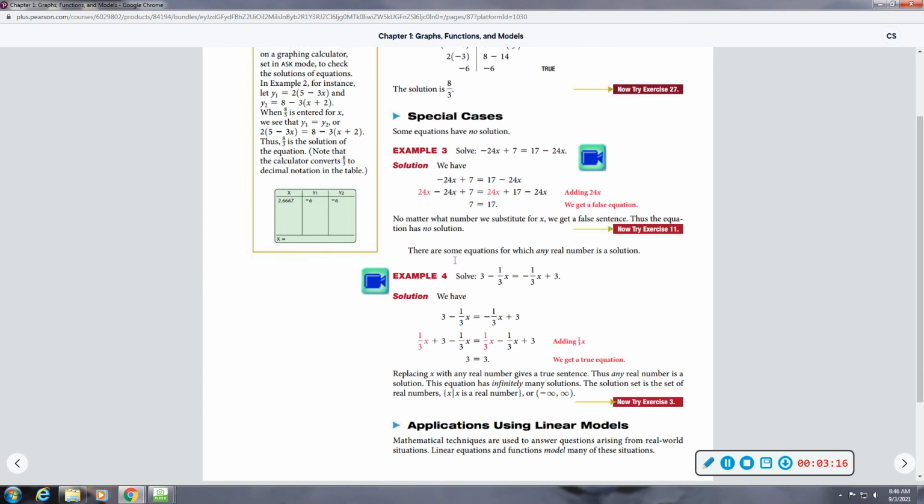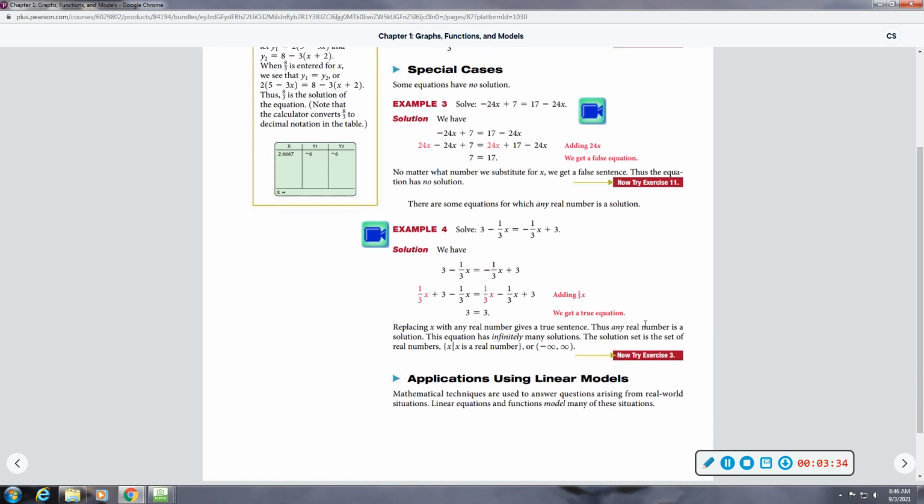Now, there are some other ones that have any real number solution, so that means any number you plug in will work. So what happens in this scenario, all your x's will cancel out again, and the final answer we get in this scenario is 3 equals 3, which is a true statement. So if you get a true statement, then that means any real number is a solution, and if you have to put it in set notation, it will look like this. If you want to put it in interval notation, it will look like this, but that means all real numbers.